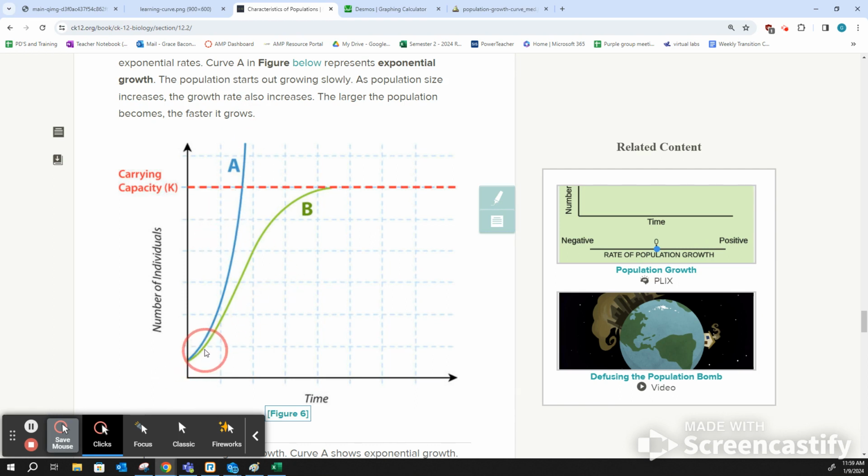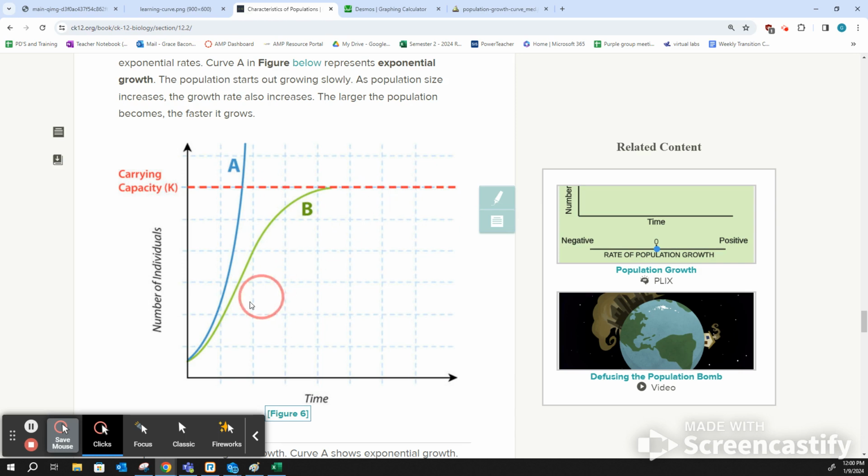And then B, we said this has a section where it's growing and growing, and then it starts to slow down a little bit, and eventually it kind of levels off. And we said that point where it levels off, we call the carrying capacity. And this is more what happens in real populations.